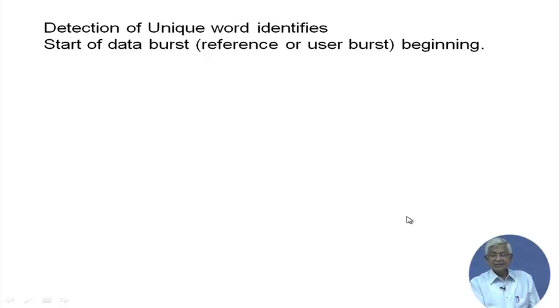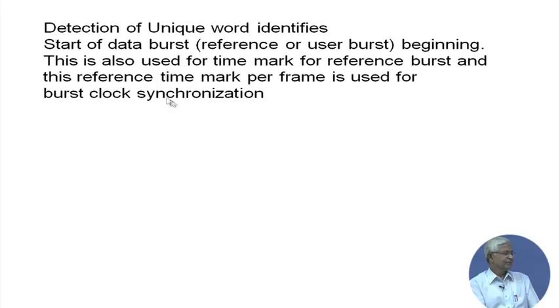Now, this is the network synchronization part, but in all this process you have to detect the unique word, which tells you where the data burst starts, or where the reference burst data starts. So detection of the unique word is very important. The unique word is the beginning of a burst where the actual data is there. This is also used as a time mark for the reference burst, and this reference time mark per frame is used for burst clock synchronization, that is, for the network synchronization part.